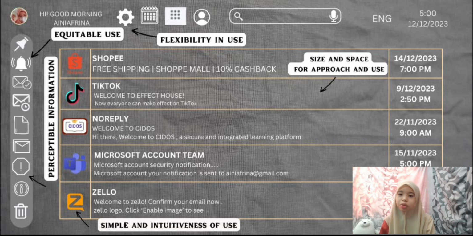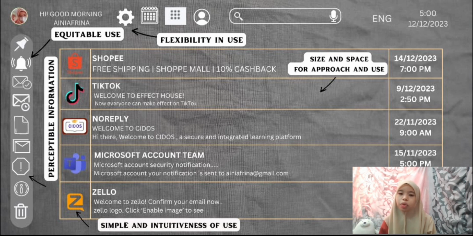Large input fields for username and password. This makes it easy for users with limited dexterity or visual impairment to type their credentials accurately. Adjustable text size. This allows users with low vision to customize the font size and enhance readability.